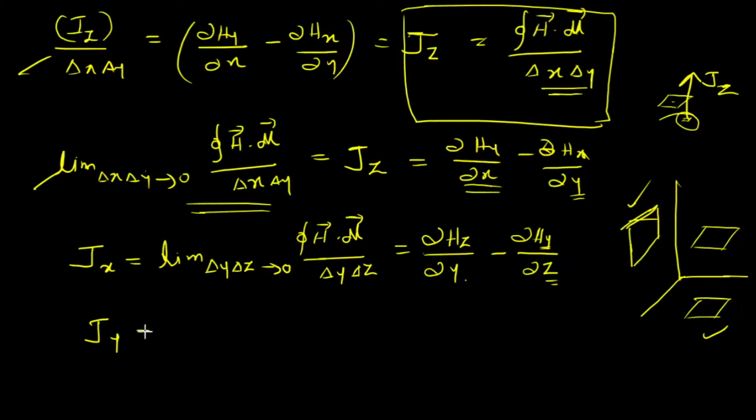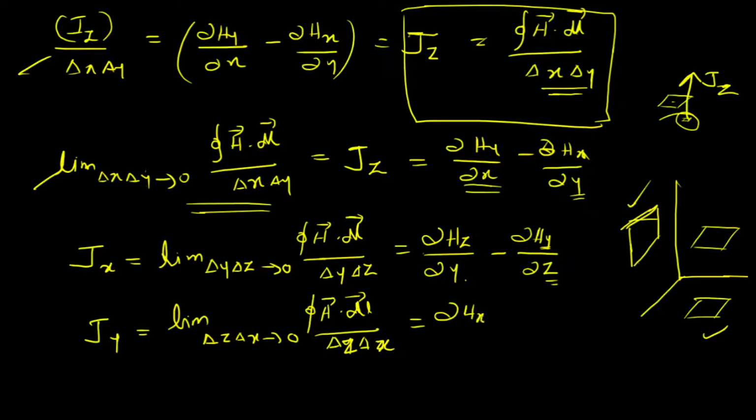Similarly, my Jy can be written as limit delta z delta x tending to 0, closed integral H dot dl divided by delta z delta x, which will be equal to variation of Hx along z direction minus variation of Hz along x direction.